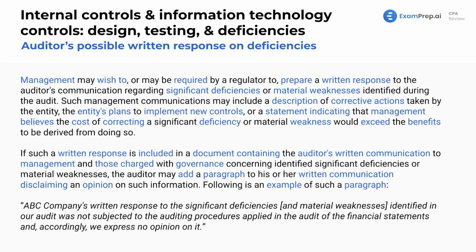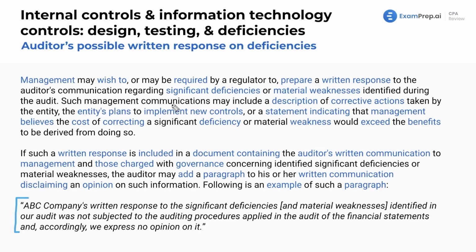Here is a possible written response from an auditor on deficiencies. We've got the actual text here, but we're going to talk about it a little bit more. Management may wish to or may be required by a regulator to prepare a written response to the auditor's communication regarding deficiencies or weaknesses. So yes, the auditor is going to communicate these to management. Management doesn't have to actually do anything about it. However, management may wish to or be required by the government or something to prepare a response to that written communication that is given to them by the auditor.